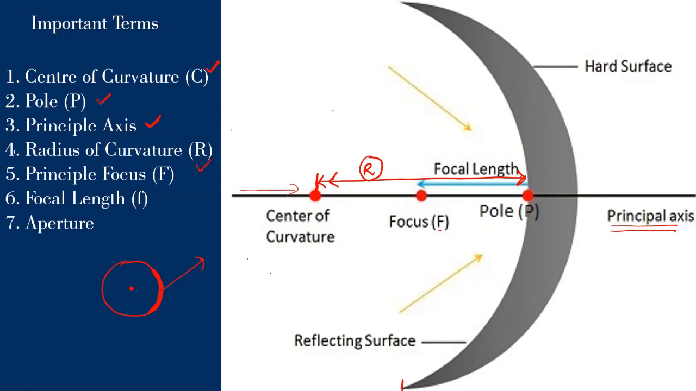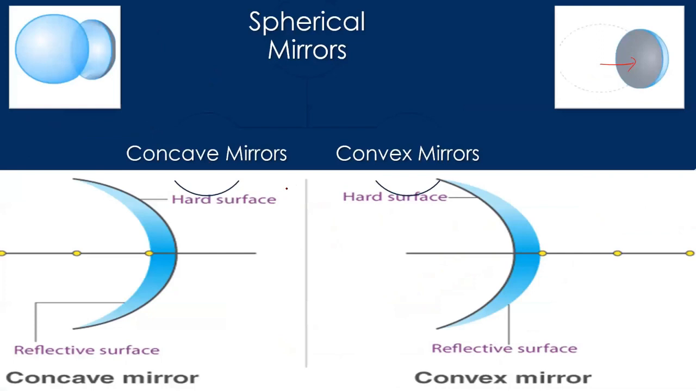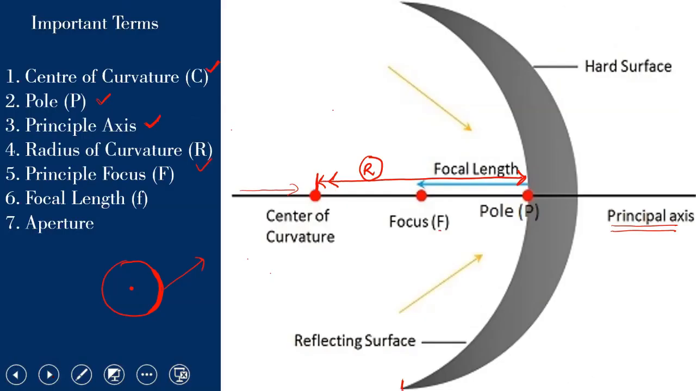Next we have a very, very, very important thing that is called your focus. This is the star of everything. What is focus? Focus is basically a point. Either it can be in front of the mirror or behind the mirror, depending on which type of mirror you are using. Focus is a point where all the rays converge.